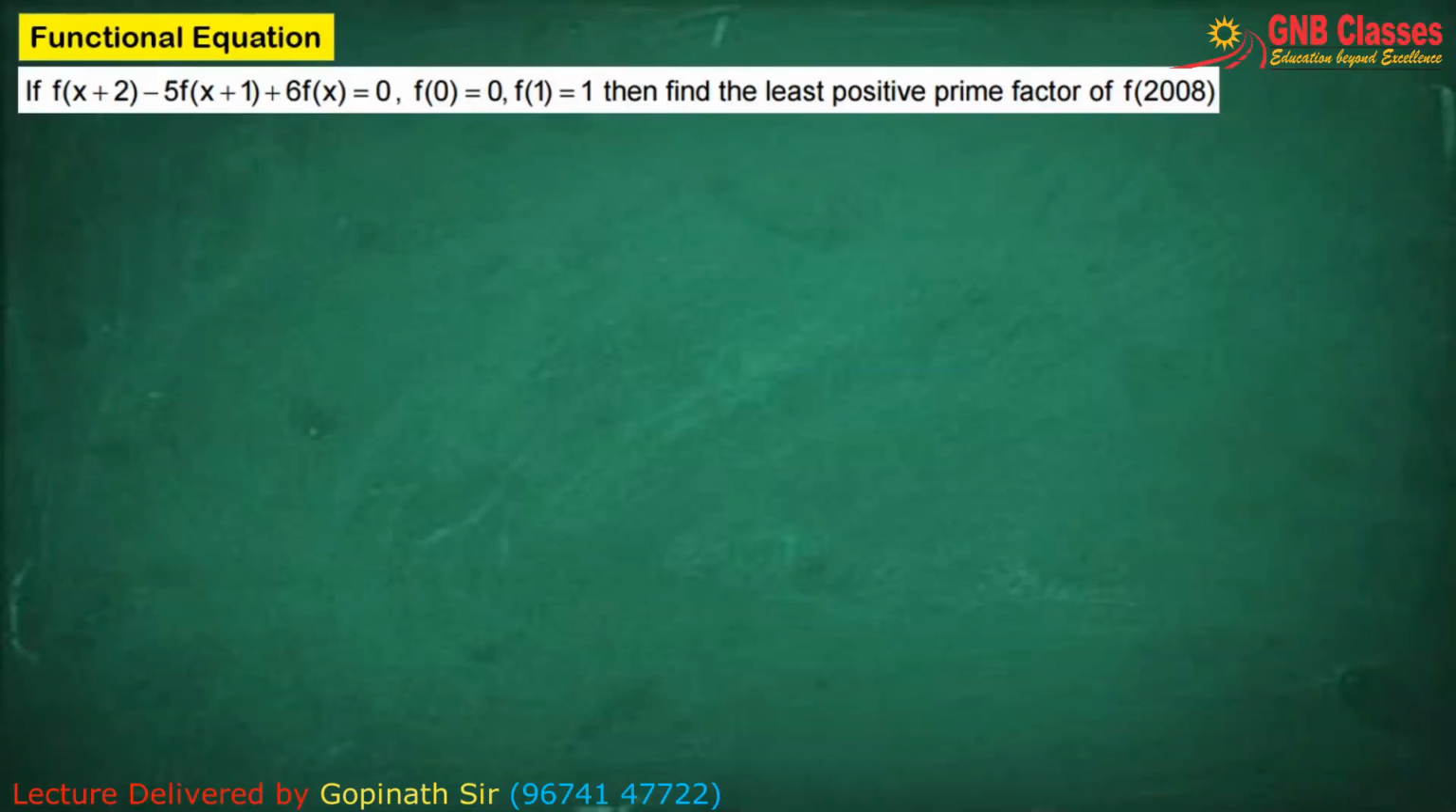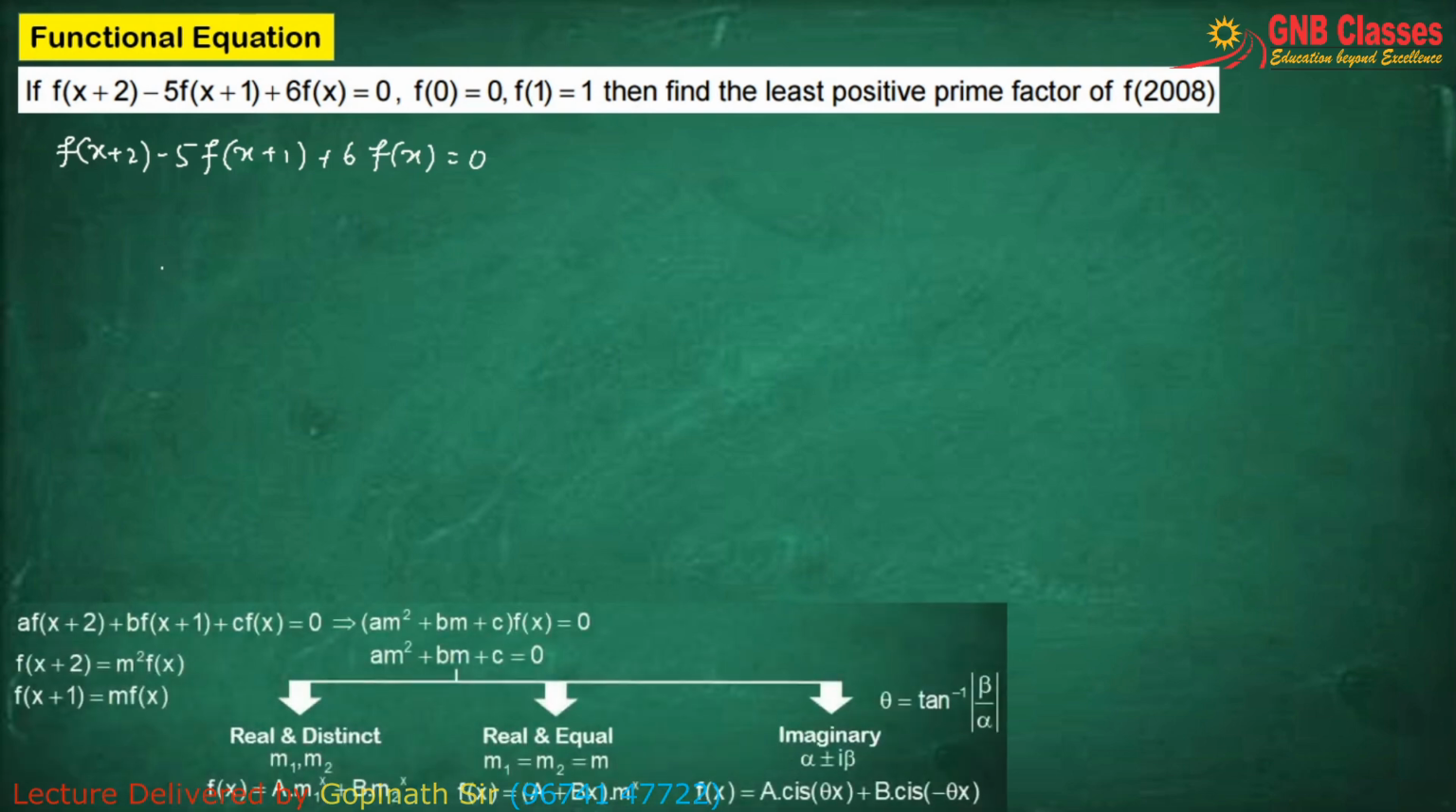Now, in this problem, they have said that f of x plus 2 minus 5 times f of x plus 1 plus 6 times f of x equals to 0. I taught you a method that whenever you find any functional equation in this form, we replace f of x plus 2 as m square fx and f of x plus 1 as m fx, right? So the quadratic equation ultimately generated in terms of m will be m square minus 5m plus 6 equals to 0.